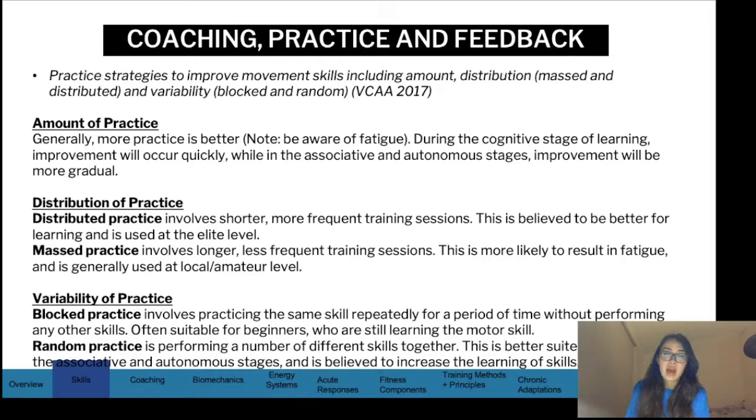So you can see here that massed, which is the longer, less frequent sessions, is more likely to result in fatigue and is generally used at a local or amateur level.